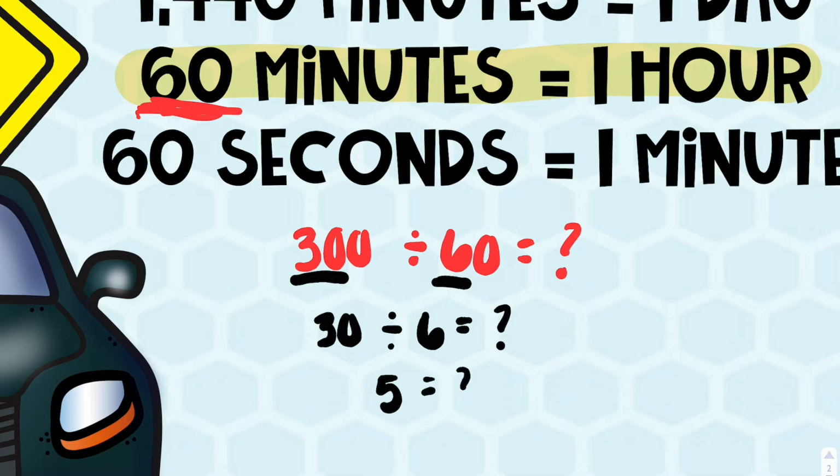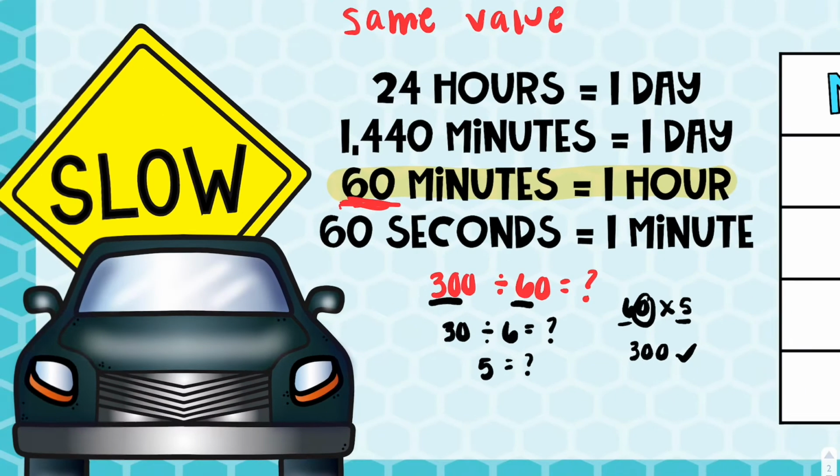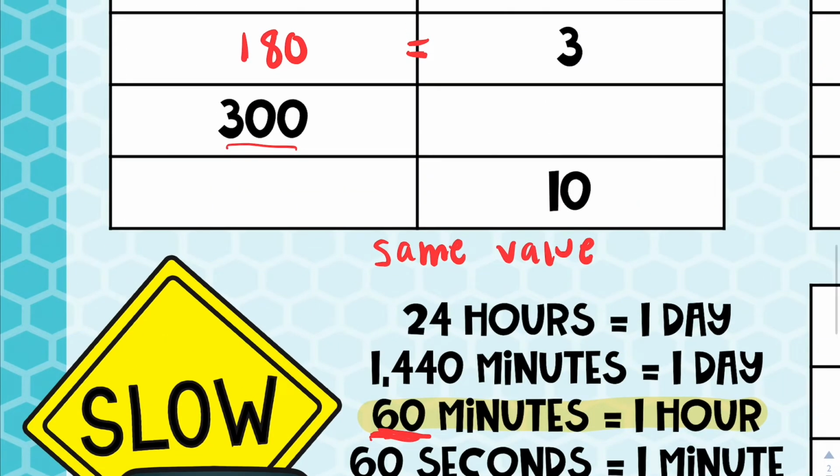So I know that 5 times 60 would be 300. You can double check that with your inverse operation and multiply 5 times 60 to see if you get 300. I know that 6 times 5 is 30, and I place my 0 because times 10. And so I know that 300 minutes is equivalent to 5 hours.